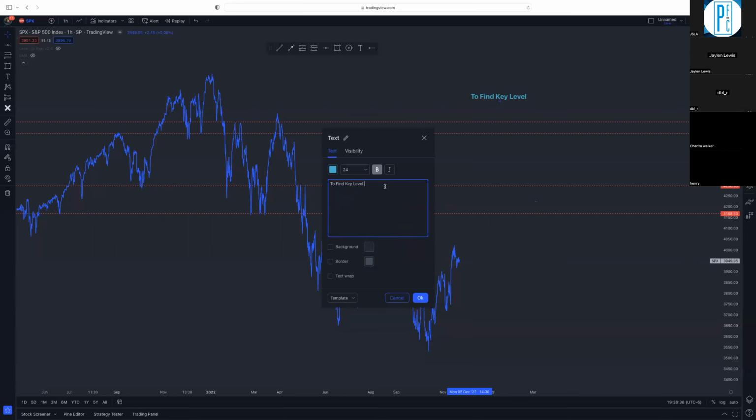Okay, rules to find key levels. To find key levels, number one, aggressive moves. Number two, support becomes resistance. And then number three, resistance becomes what, guys?